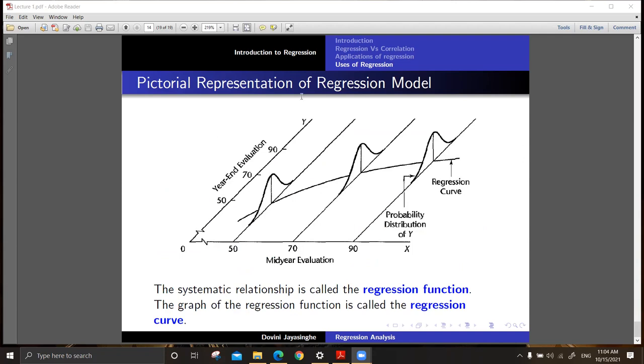So this is the pictorial representation of the regression model. The systematic relationship is called the regression function. We have different observations, which we assume follow some distribution, right? And we pick a fair point which represents each and every distribution of Y. The systematic relationship is called the regression function or the regression curve. To represent all these points, they have picked this point. To represent all these points, they have picked this point. To represent all these points at this X level, they have picked this point. And they have simply joined these points to form this regression line. That's what they have done.